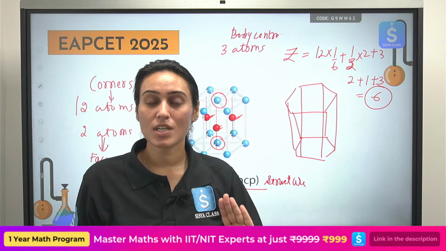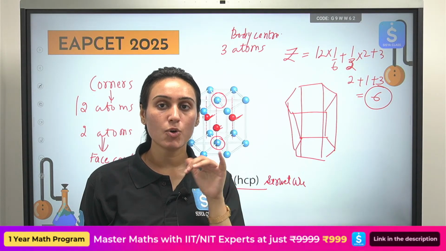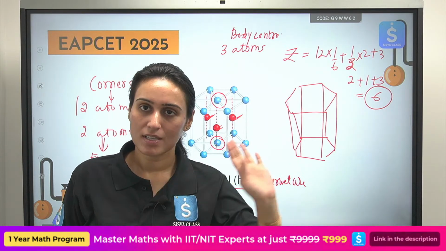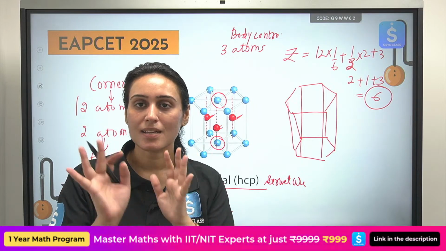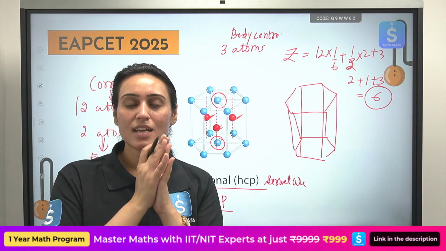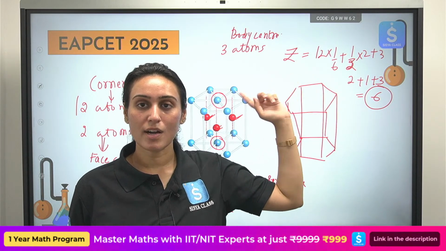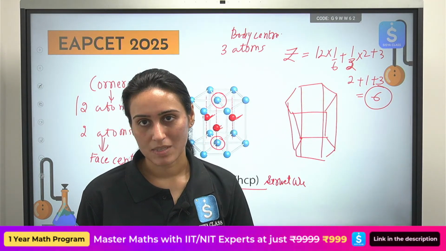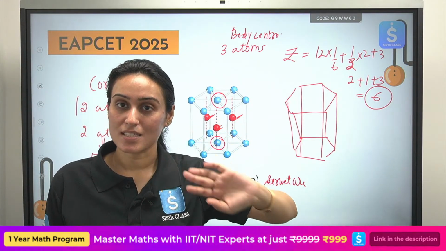Here the contribution at corners is different from a cube. Here it is 1/6. In case of a cube, it was 1/8. What is the contribution at face center? Half in this case also. What is the contribution at body center? Still completely within the unit cell, completely contributing to the unit cell. So the rest everything is the same, only the corner contribution is different. Here it is 1/6. Please remember that. So how many atoms are present per unit cell? Your answer will be 6.